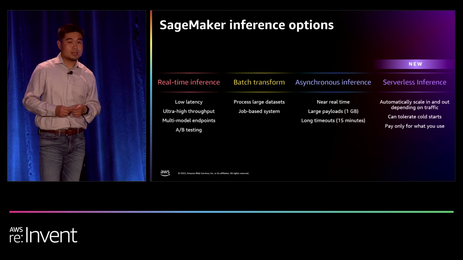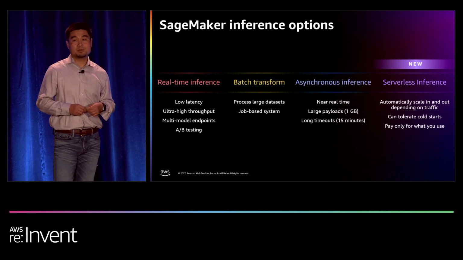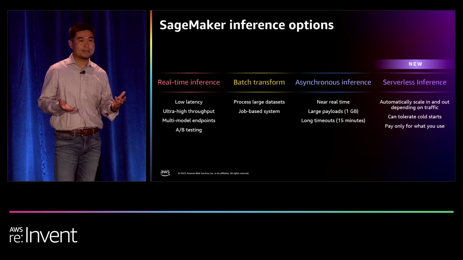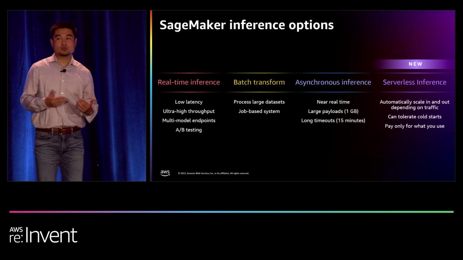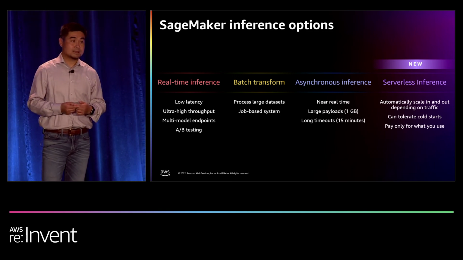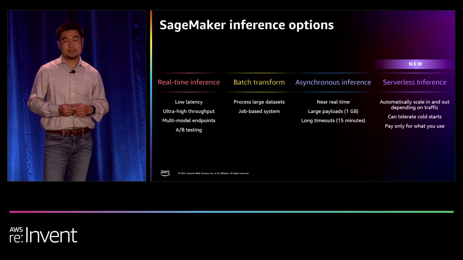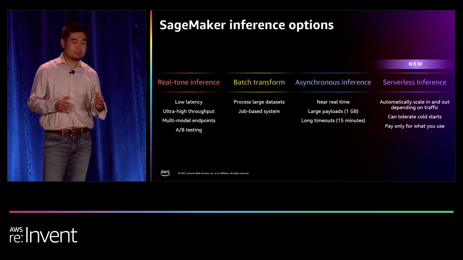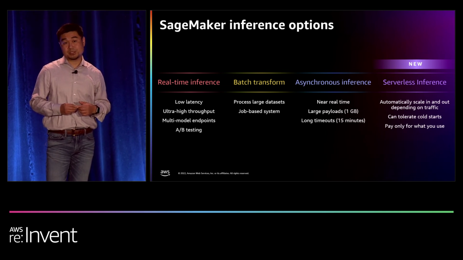The second one is batch transform. Sometimes for machine learning model deployment, the data set is not coming in just one time. We have large batches of data, but there's no real-time requirement, right? So in that condition, we don't need a persistent endpoint running all the time. We can easily set up batch transform jobs to make the machine learning model predictions, and it can save a lot of cost as well.